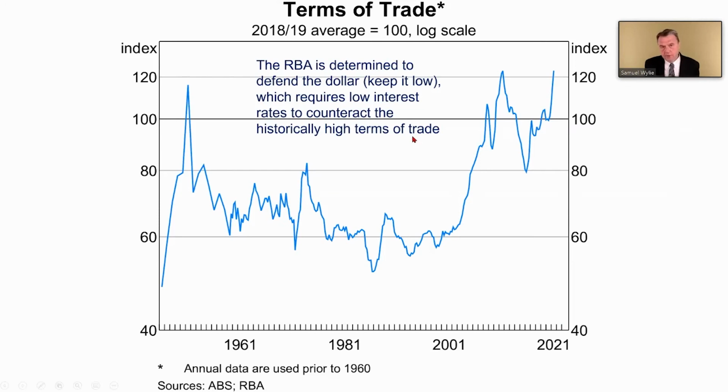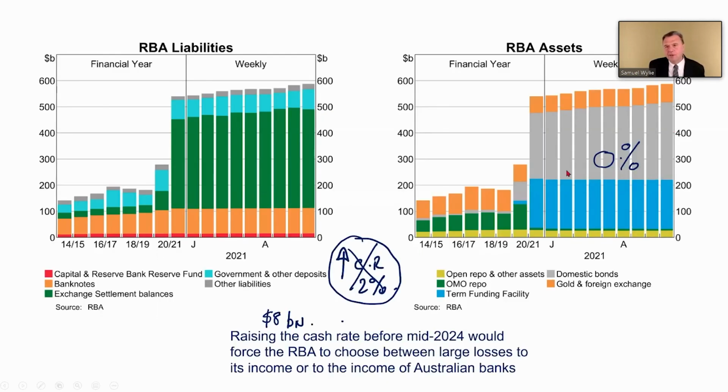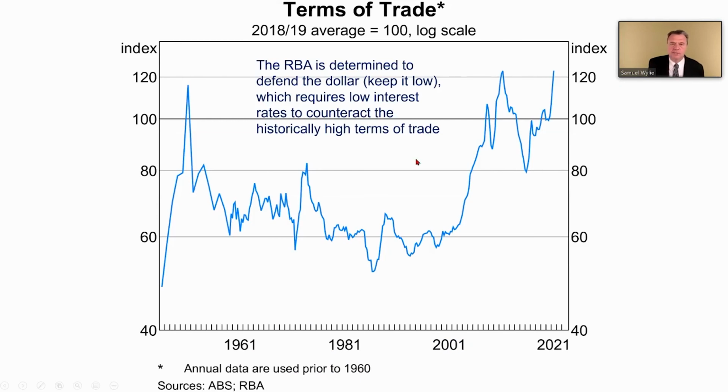It's also true, moving on to the second reason, I don't think the cash rate's going up for a long time. It's also true that the RBA is determined to defend the dollar. So the dollar's at 73, 74 at the moment. A big part of why they did quantitative easing was to increase the supply of Aussie dollars. And if you increase the supply of something, you reduce the price of it. They wanted to reduce the price of the Aussie dollar.